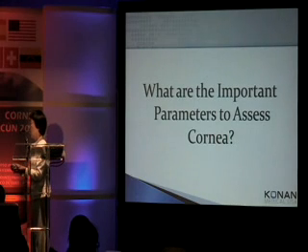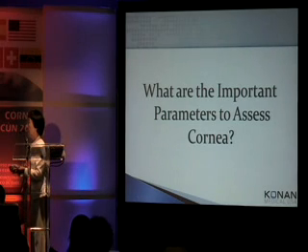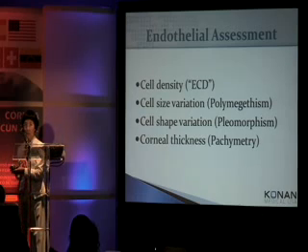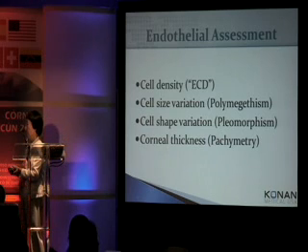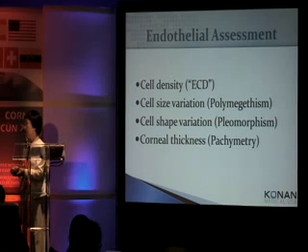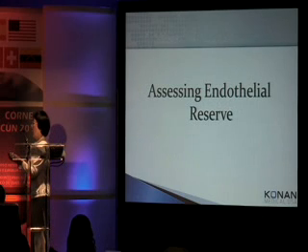What are the four most important parameters to assess the cornea? Number one is cell density, the number of cells per square millimeter, then cell size variation known as polymegathism, then cell shape variation known as pleomorphism, and then, of course, corneal thickness measured by pachymetry.